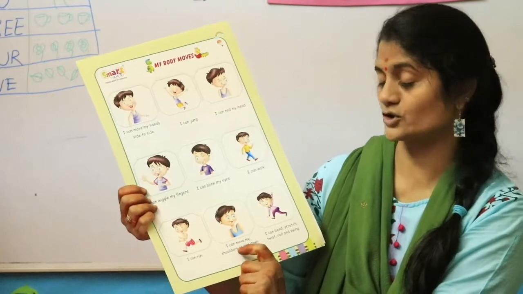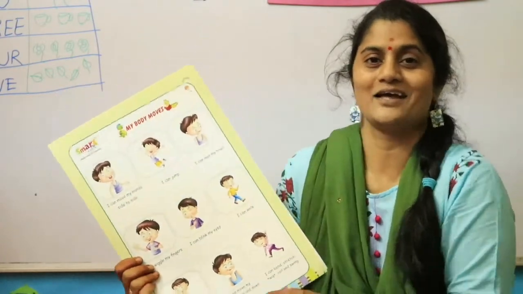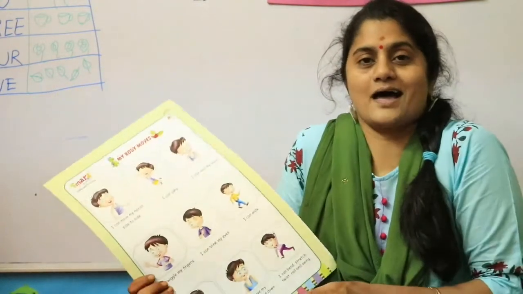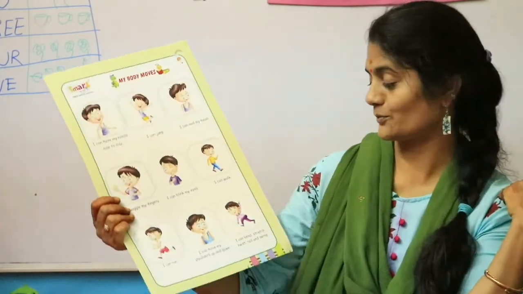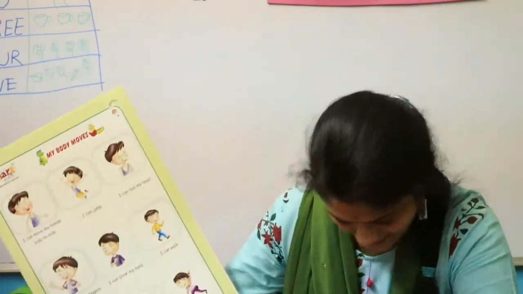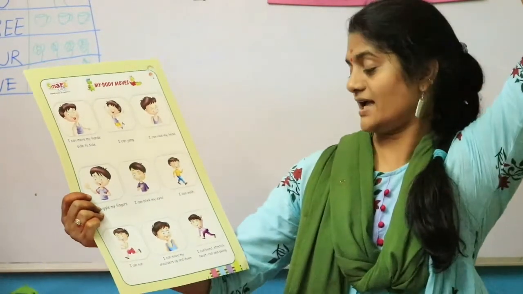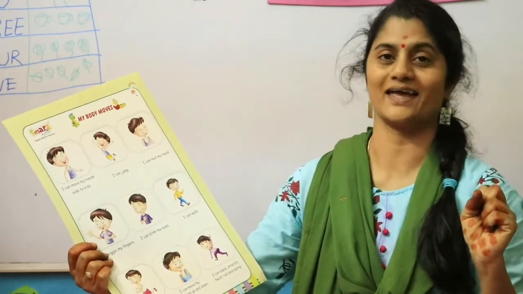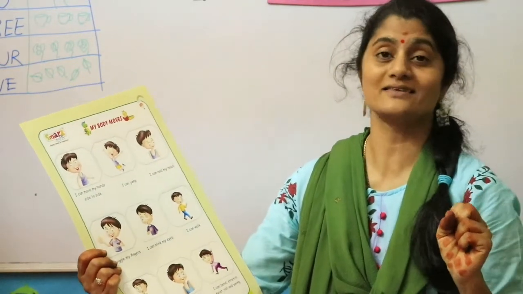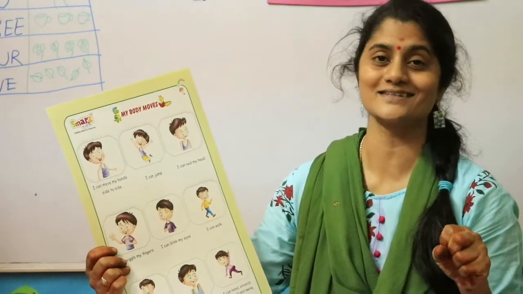I can move my shoulders up and down. Do you want to do that? Move your shoulders up and down. Up, down, up, down. Move your shoulders up and down. I can bend. I can stretch. I can twist. I can roll and I can swing. Wow, there are so many things you can do with your body, isn't it?